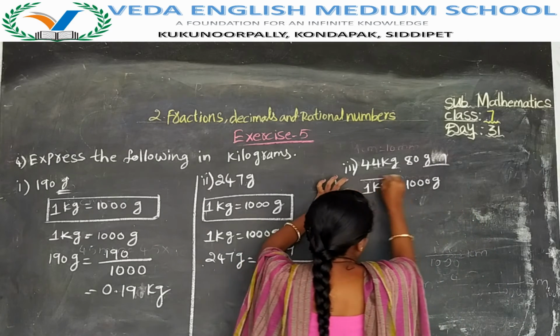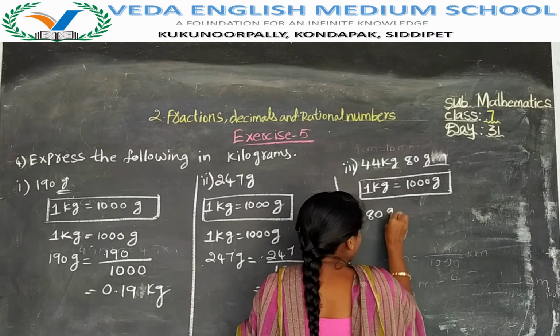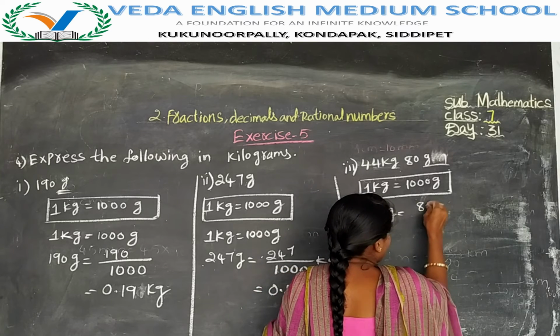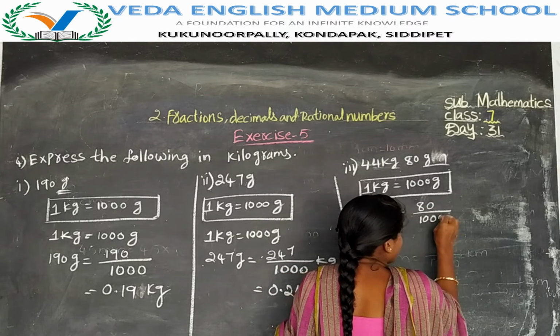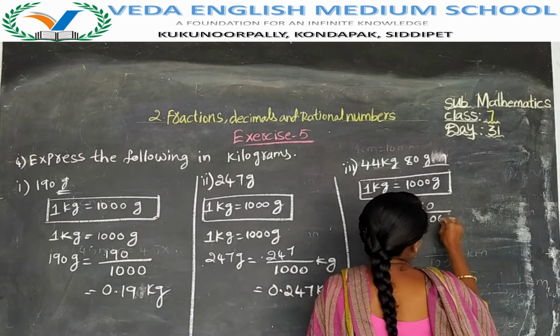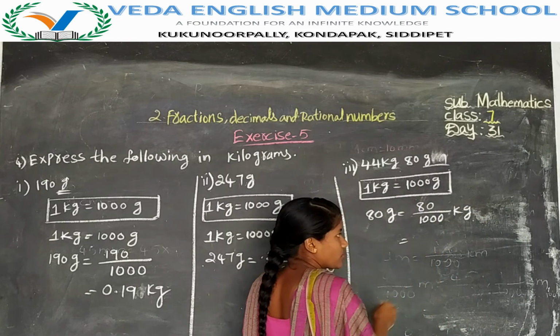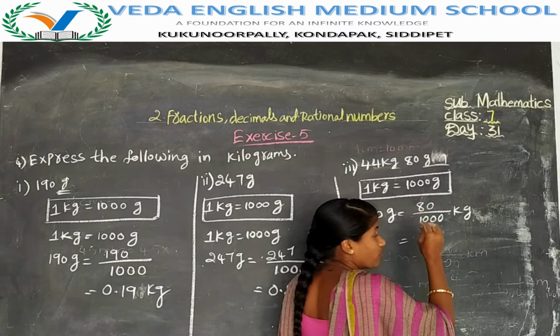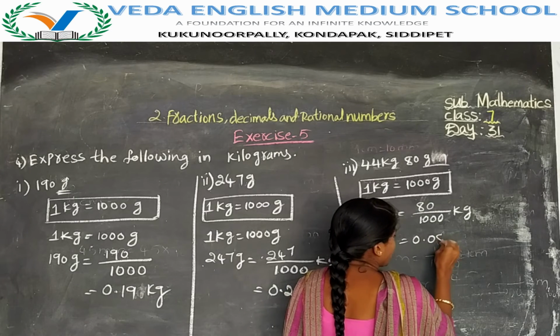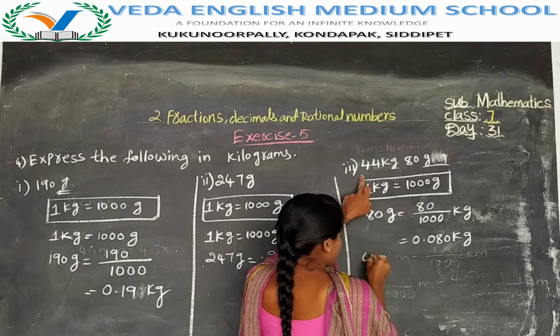Next, 80 grams is equal to 80 by 1000 kilograms. Here there are 3 zeros, but here we have 2 digits, so you have to keep 1 zero. 0.080 kilograms.